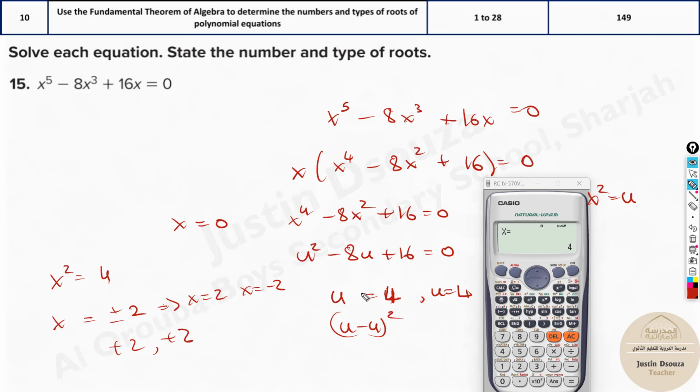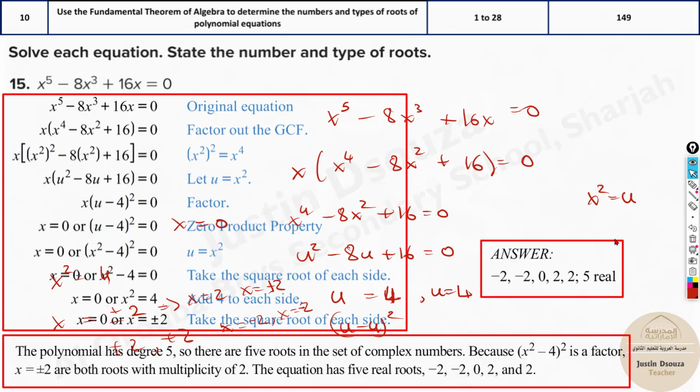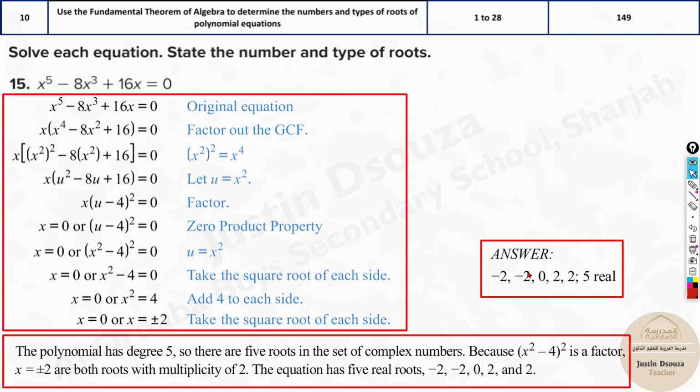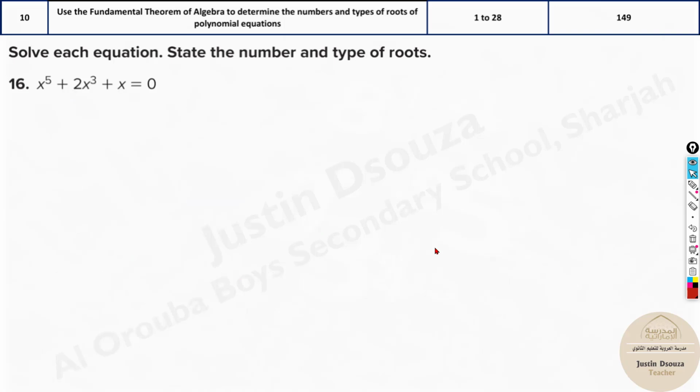Now u means x squared is equal to 4. It's plus or minus 2. Basically, you're having x is plus 2, plus 2, and x is minus 2, minus 2. So that's it, minus 2, 2 times. Now you can see the final answer. All are real roots: 0, 2, 2, minus 2, minus 2. See here. Can you see that? It's just being repeated. Whatever you get, it's minus 2, minus 2, 0, 2, 2: 5 real roots.